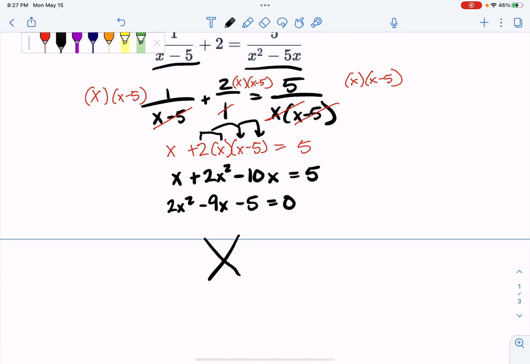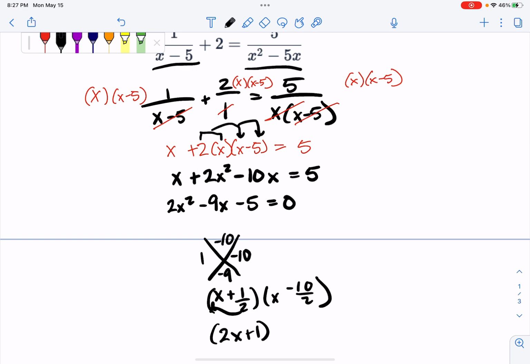So now I'm asking myself what multiplies to negative 10 and adds to negative 9. That would be positive 1 and negative 10. And that gives us x plus 1 over 2 times x minus 10 over 2. 2 is going to come out in front here. This gives us 2x plus 1 and this becomes x minus 5.